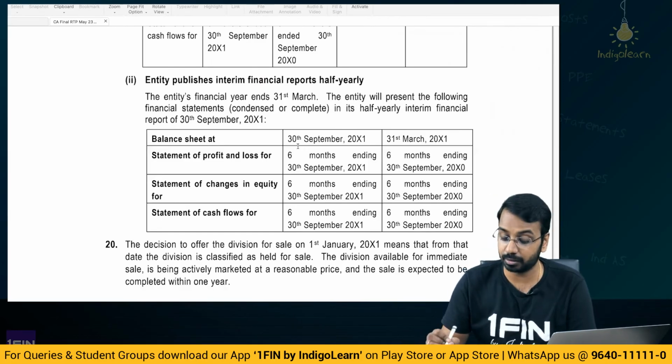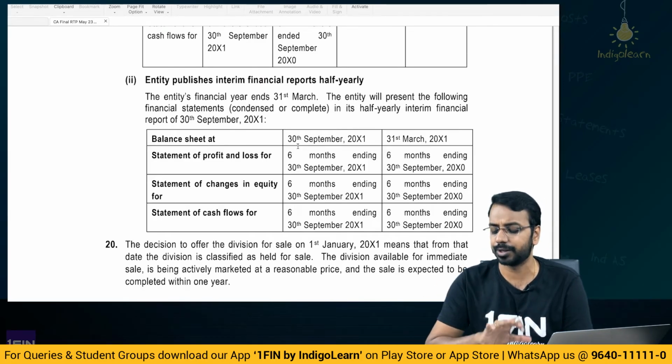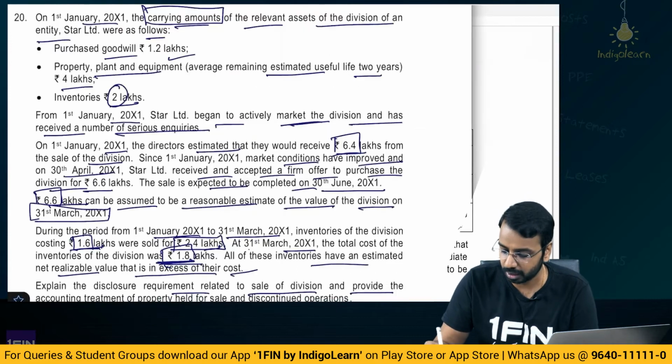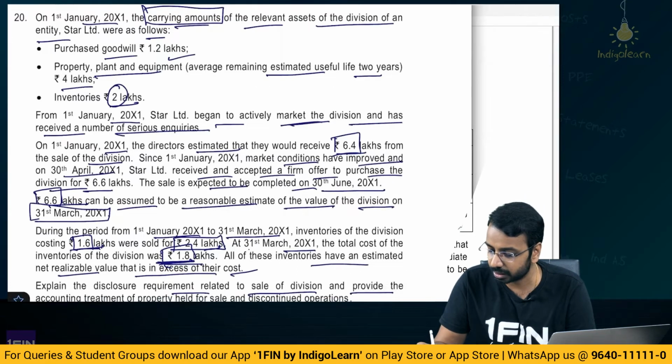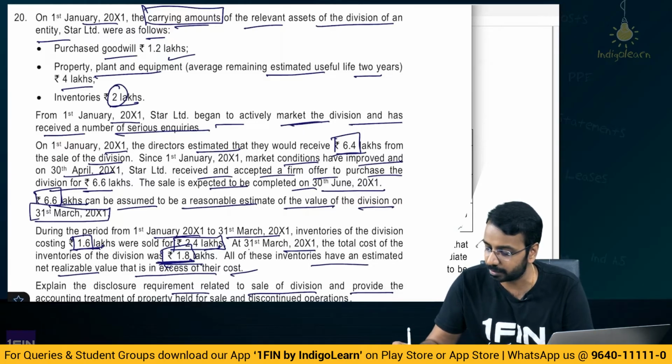Let's look at the next question, pretty elaborate, but if you study it carefully, you will be able to handle it. On 1st of January of year 1, the carrying amounts of the relevant assets of the division of an entity are as follows. Purchase goodwill 1.2 lakhs, PPE average remaining estimated useful life 2 years 4 lakhs, inventory 2 lakhs. Okay, so what are these? These are the carrying amounts.